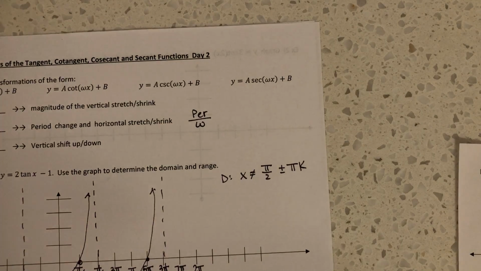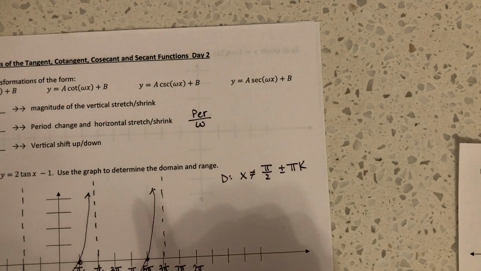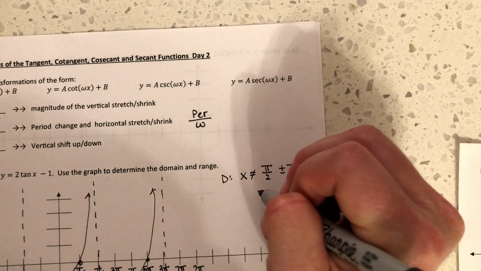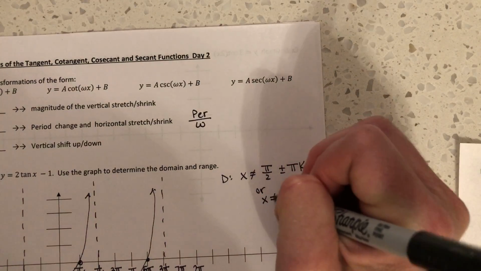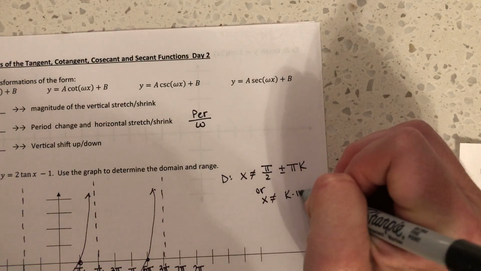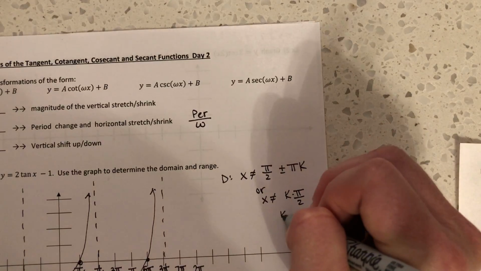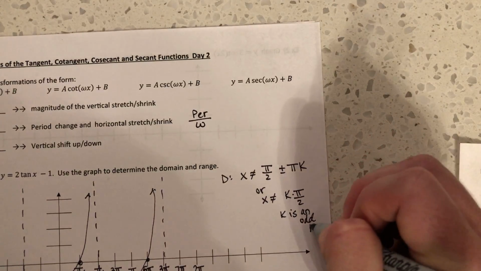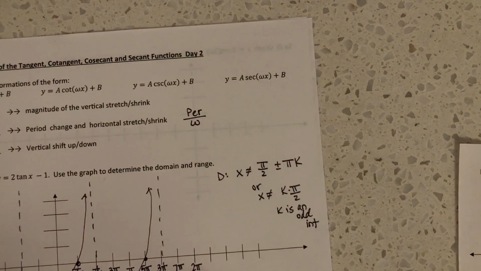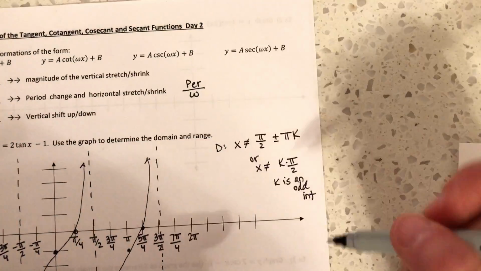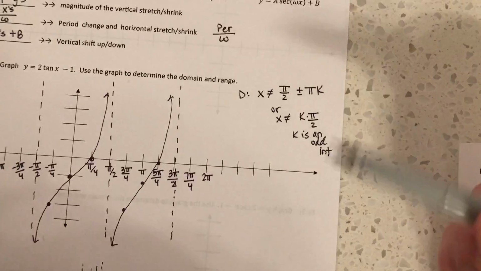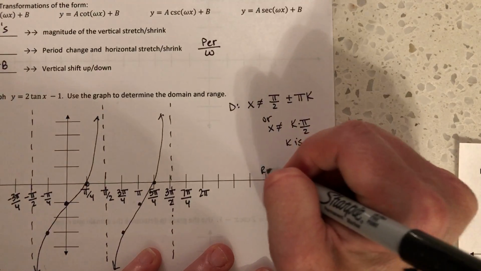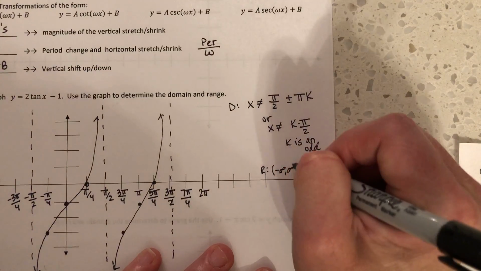Or they might let you do, since it's odd integer multiples of pi over 2, they might let you say x cannot be k times pi over 2, where k is an odd integer, because they start writing it in all different kinds of ways in the multiple choice on your homework. All right, and then the range is still -infinity to infinity. All right, last one more problem and we're done for today.